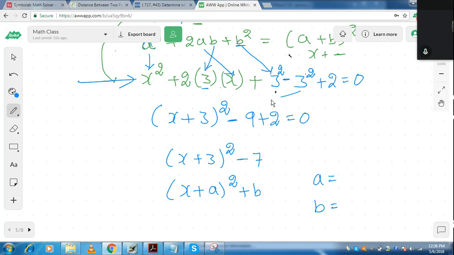Yes, 3 square is 9 only, no? Correct? But I didn't get it very well, why did you put 3 square, then minus 3 square again, then again 2?